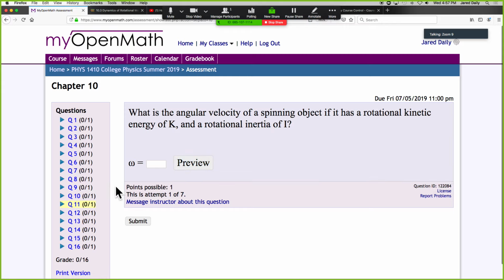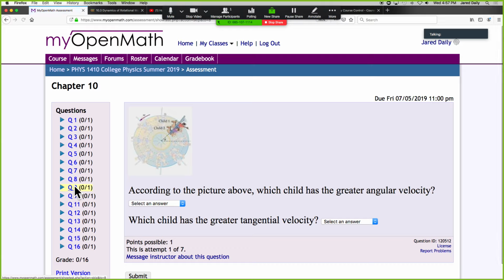I don't need to stop giving. Why do I give you 7 chances on this problem? It's just crazy. I need to stop doing that.